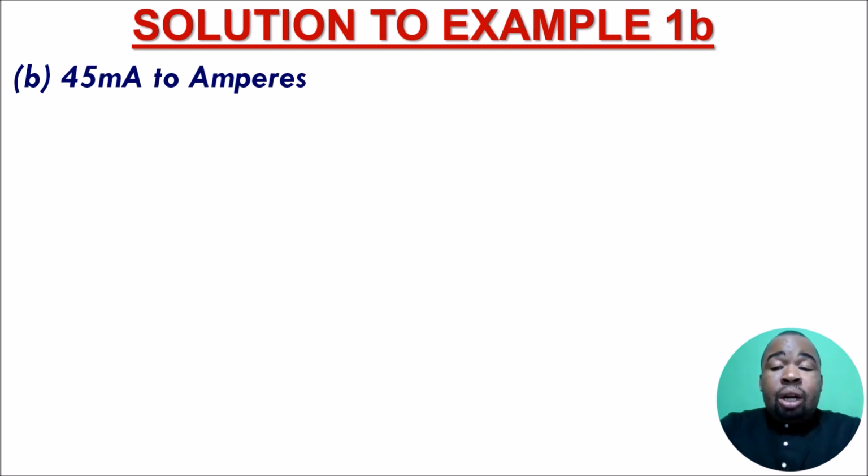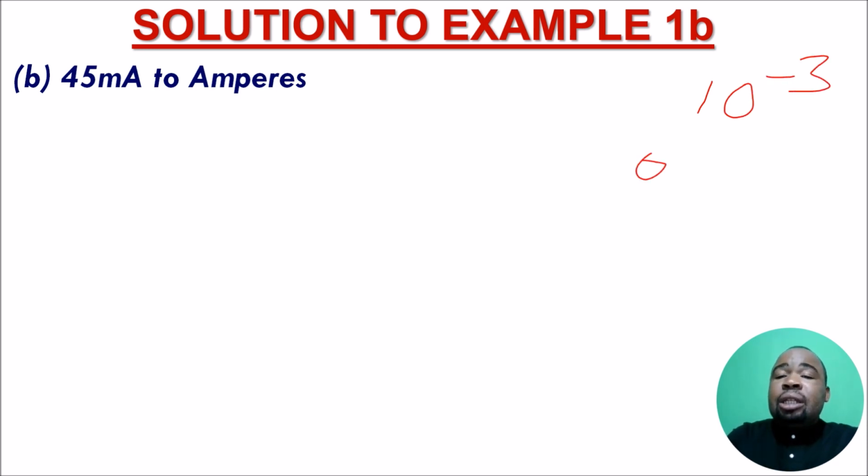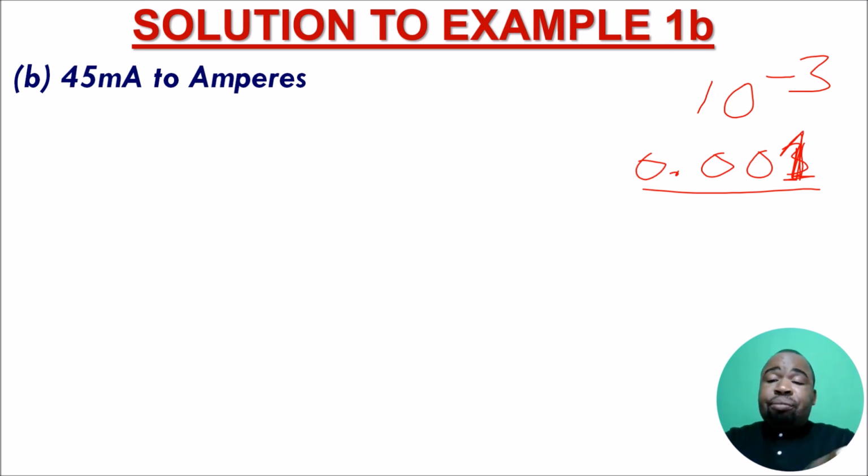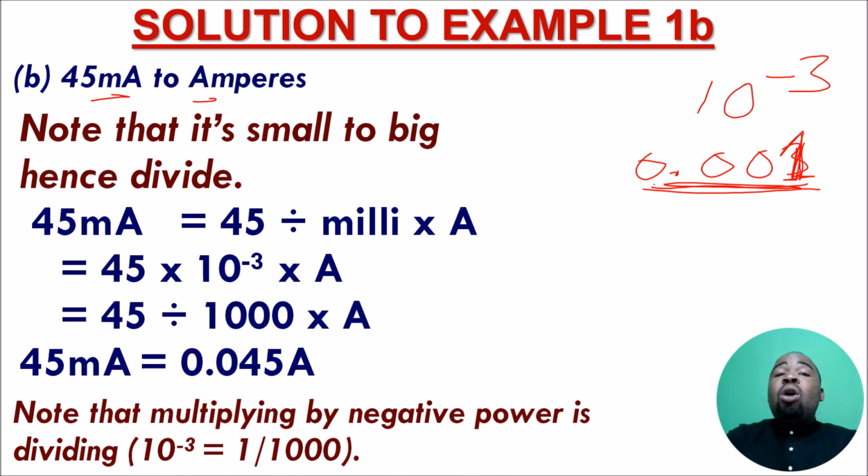Right, welcome. Now we want to convert 45 milliamps to amps. The first thing we need to do is find the power or the factor. Are we moving from small to big or big to small? Now the power milli is 10 to the power negative 3, which is the same as 0.001. In this case, it means we are moving from a milli, which is smaller than an amp. 1 amp is bigger than a milliamp because of this factor here. So it's like we are moving from small to big. The milli is smaller than the unit. So we are moving from small to big.